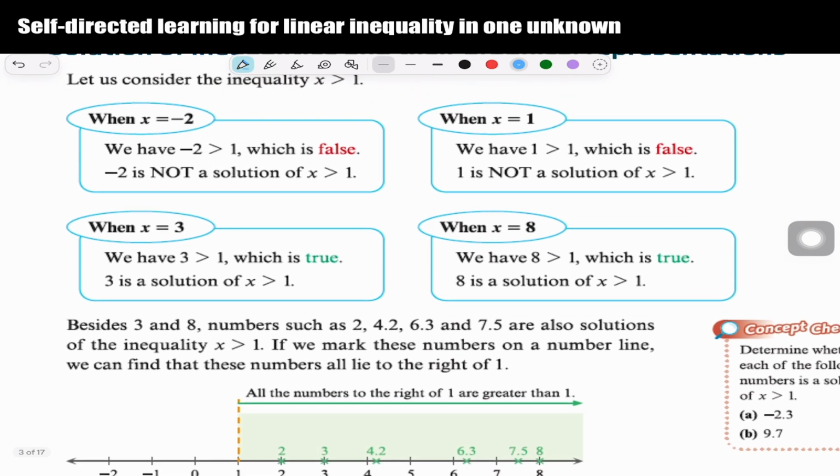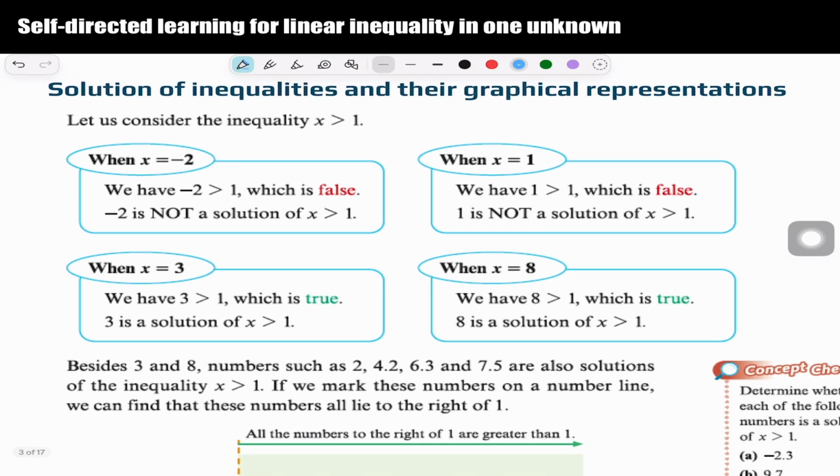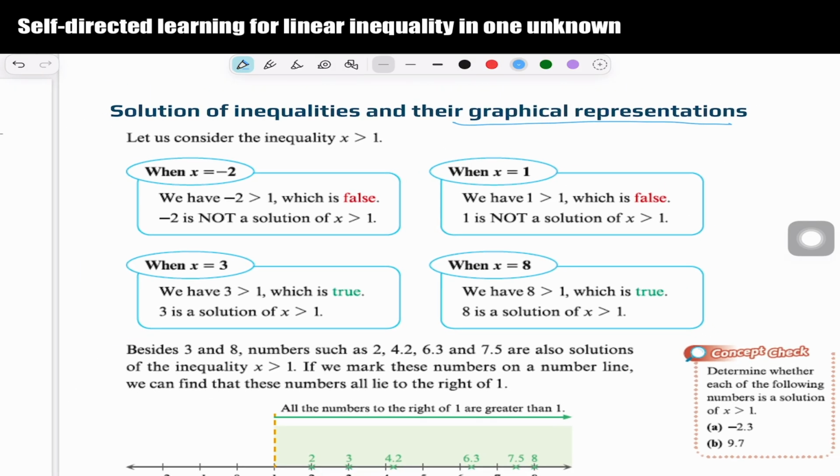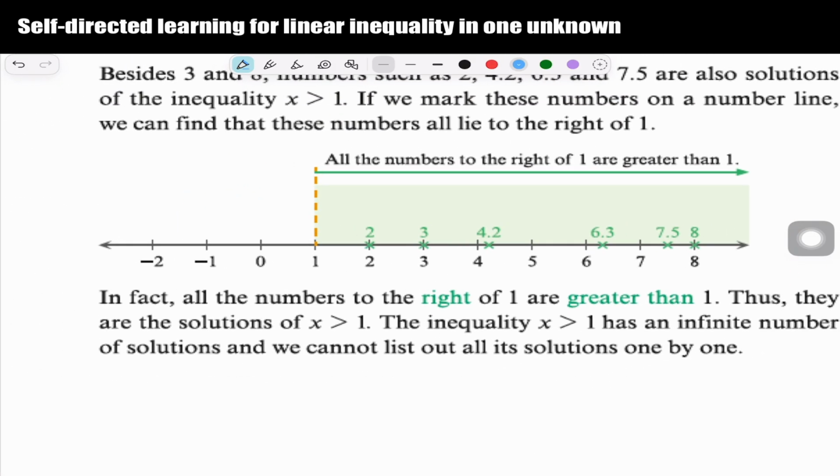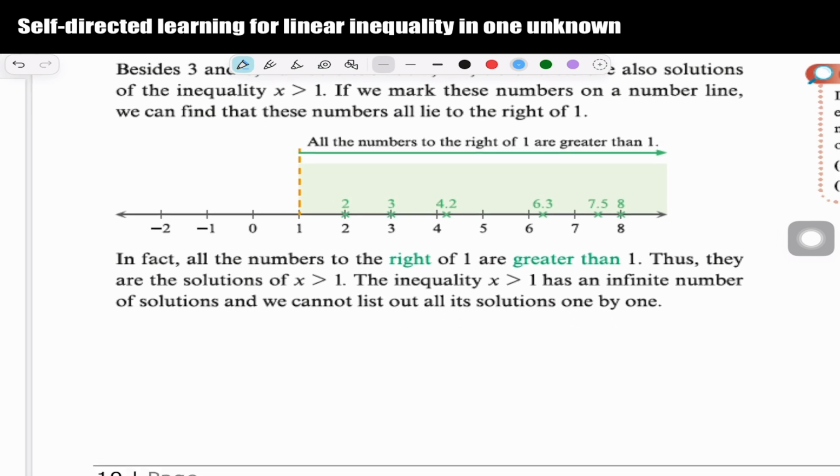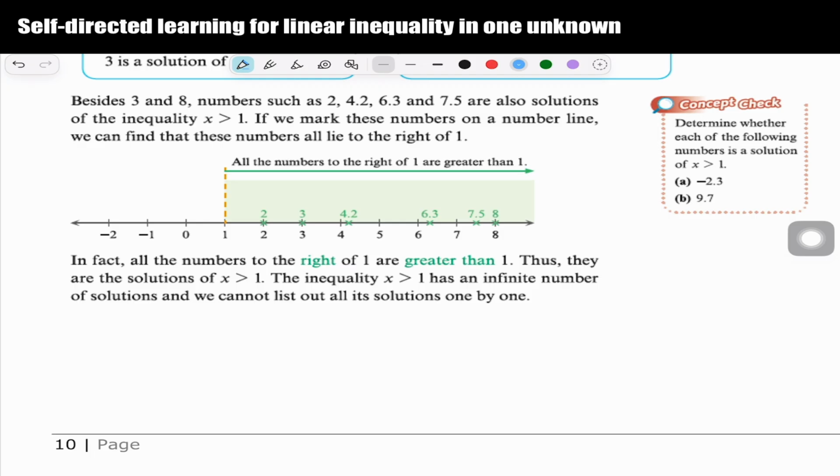This is how we can write the inequality, and we can also write how to present it graphically. This is a number line, and we can see from the number line that it covers many numbers. Therefore, this is how we are going to write the graphical solution. So let's look into it.